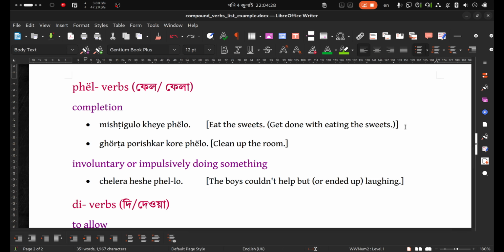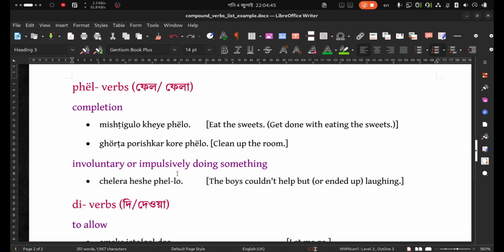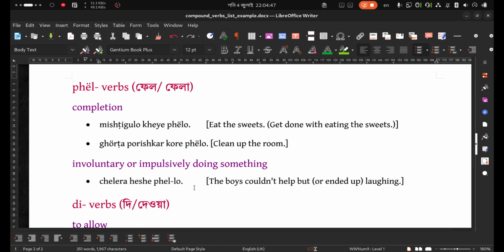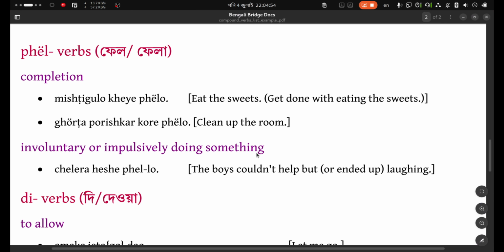So that simply means I want this job done. It sounds like an order, but not exactly an order. The focus is on completion of the job. When the focus is not on completion of the job and we are simply asking to clean the room, then we will use ghorta porishkar koro. ঘরটা পরিষ্কার করো.